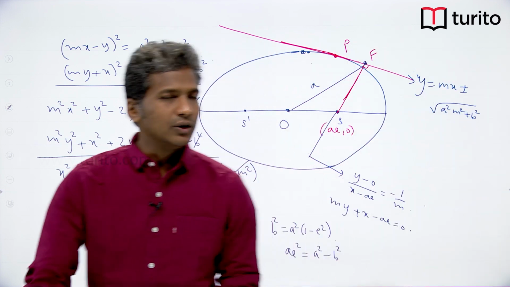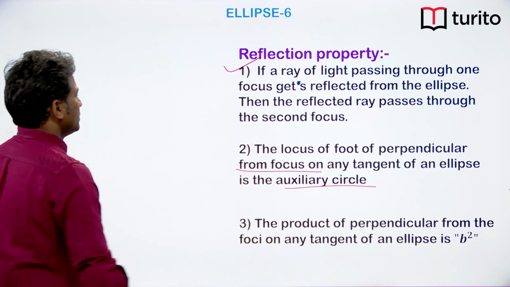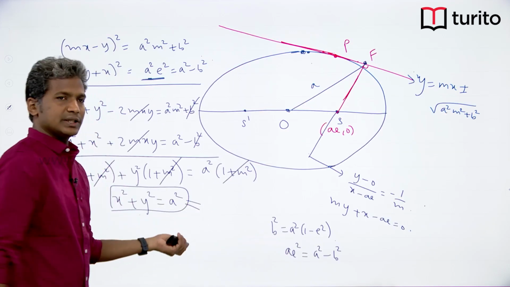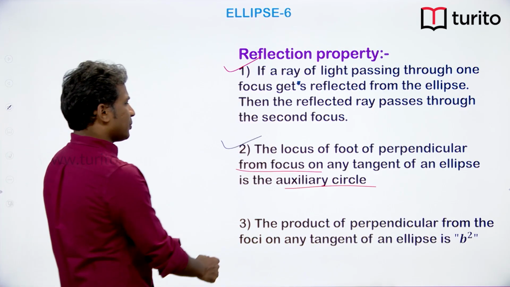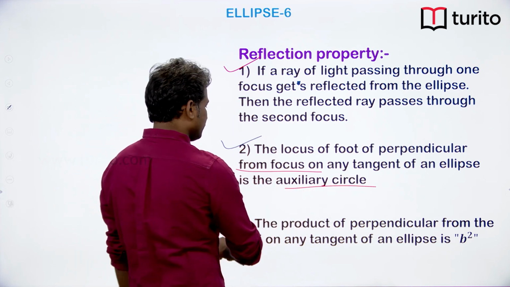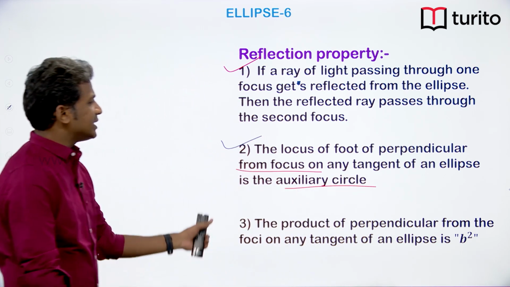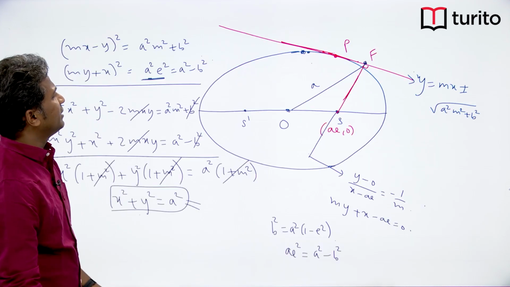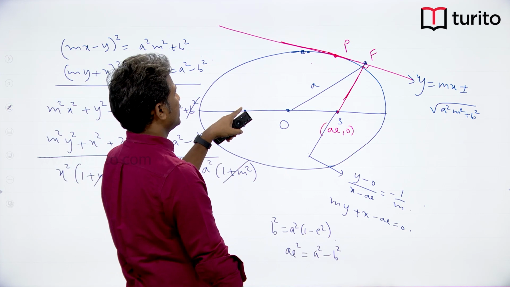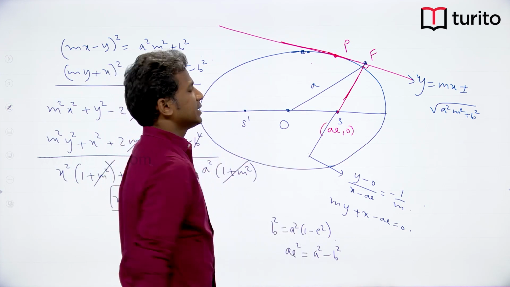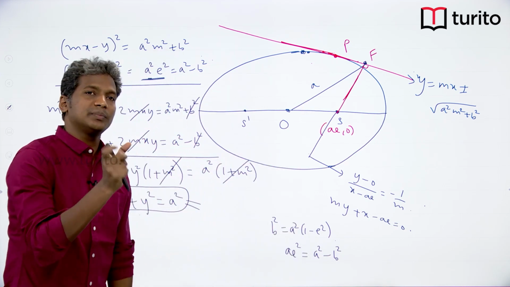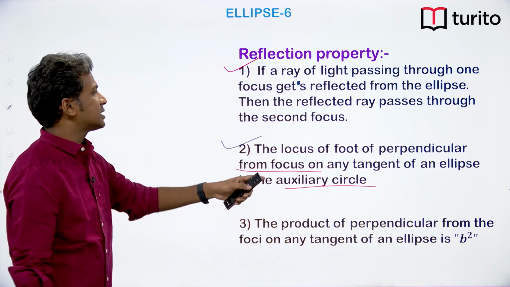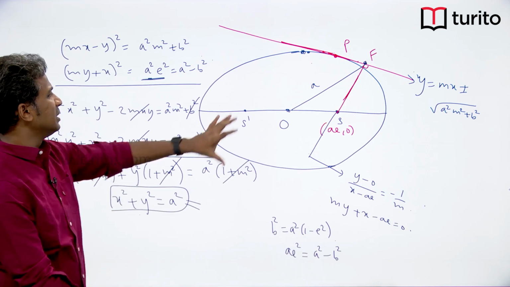Okay. So, we will do the next property now. We got the auxiliary circle here whose equation is this. Next, the product of perpendiculars from the foci on any tangent of the ellipse is b square. So, basically if we take this tangent and from foci, let us say we draw two perpendiculars, we have to prove that the product of the perpendiculars is always going to be equal to b square. So, let us try to solve this problem in a similar manner.